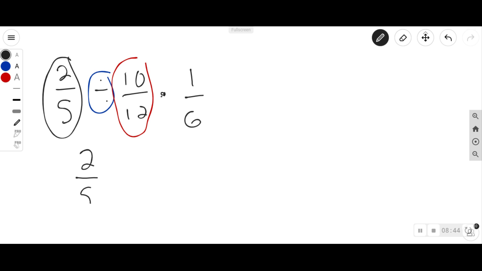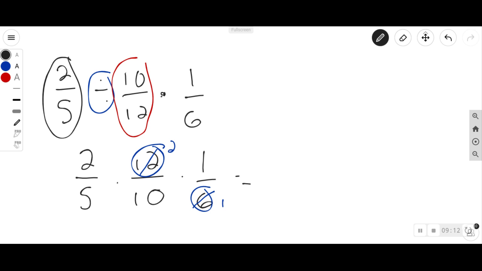So 2/5 times 12/10 times 1/6. Do not cancel back with the divide. You've got to wait. Now, I've got 12/10. I could reduce that, but I'm going to just ignore it. I'm going to notice that I've got a 12 and a 6 that I can cancel. So that's 1 and 2. Unfortunately, the 5 and the 10 are on the same line, so you can't do anything about them.